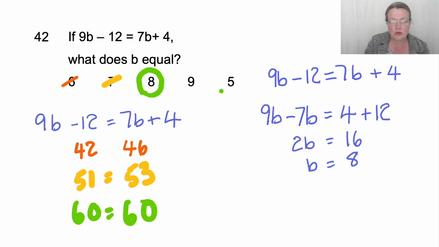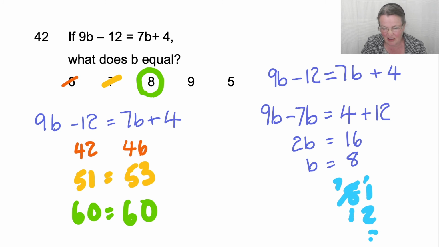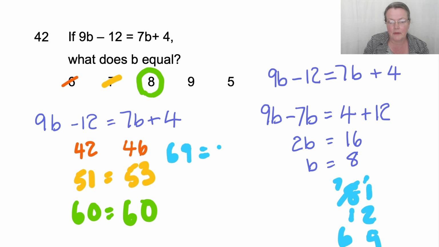Do you want to try these two as well? Okay, let's give it a go. 9. 9 times 9 is 81. Take away 12. I know I should be able to do it in my head, but there's no point in getting it wrong and thinking, yeah, I could have got it right. So 69. 7 times 9 is 63. Is that right to you? Plus 4 is 67. Does 69 equal 67? No, it doesn't, so it's not 9.